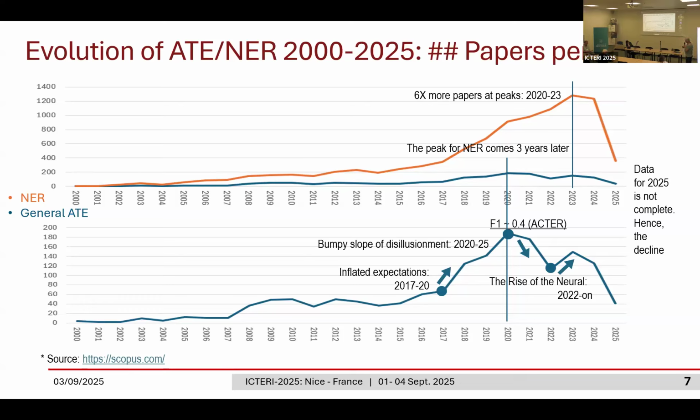So what do we have here? We have some inflated expectations rising from 2017 to 2020 here. Here, 2022, we have the summit of inflated expectations, and then we have the slope of disillusionment, if we use the analogy with the Gartner curve. And here we have a slight incline to, well, hopefully the plateau of productivity. I was modest enough to call it the rise of the neural here.